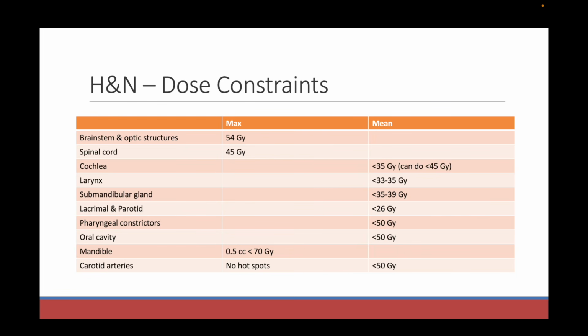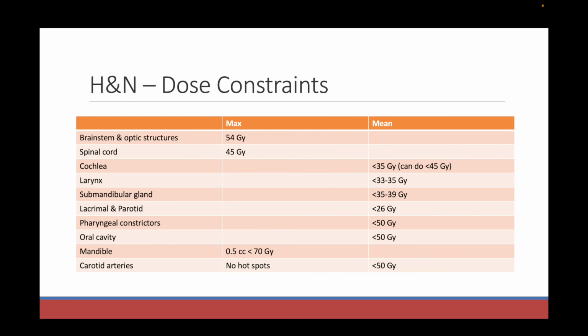I think the parotid gland dose is one of the more high yield doses to know, and the mean for this is less than 26 gray. And keep in mind that is when we are doing head and neck radiation. So if you're treating something like a lymphoma, for example, your overall dose is going to be so much lower. So your parotid mean should be much, much lower than 26 gray.